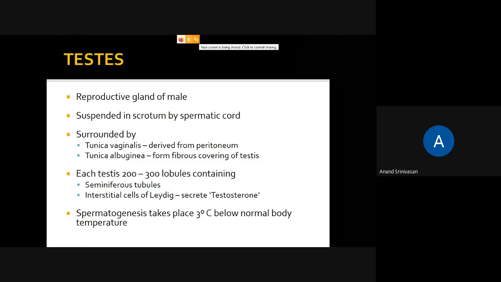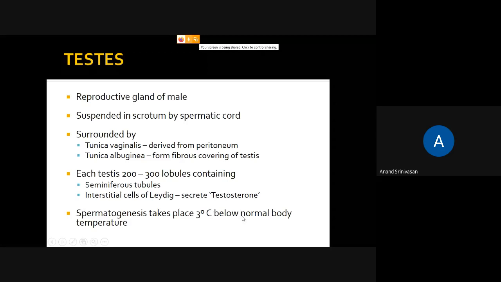Now, compared to females, the testis is present outside the abdomen. Whereas in females, the reproductive gland is the ovary, and it is present inside the abdomen. Why is the testis kept outside the abdomen? Because when it is present outside the abdomen, the temperature is slightly lower. It is 3 degrees centigrade below the normal body temperature.